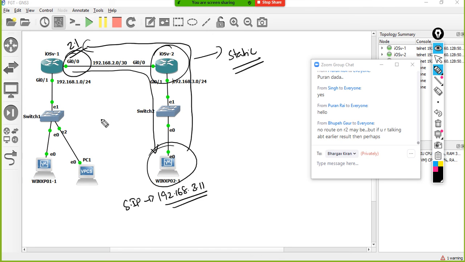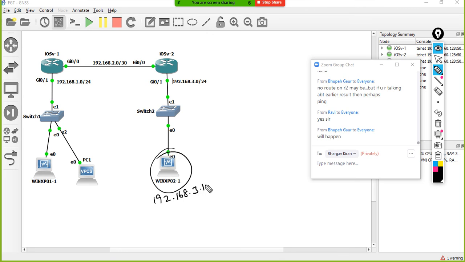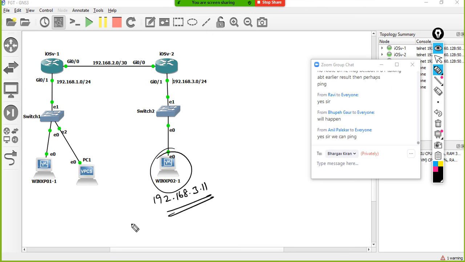Mm-hmm. Perhaps, man? No route on R2, maybe, but if you are talking about the earlier result, then perhaps. Guys, my question is simple. Can I ping or not? Give me the answer. That's it. I am here. 192.168.3.11. Not "will happen or anything," Bhupesh. We need a proper answer. Will it happen or not?